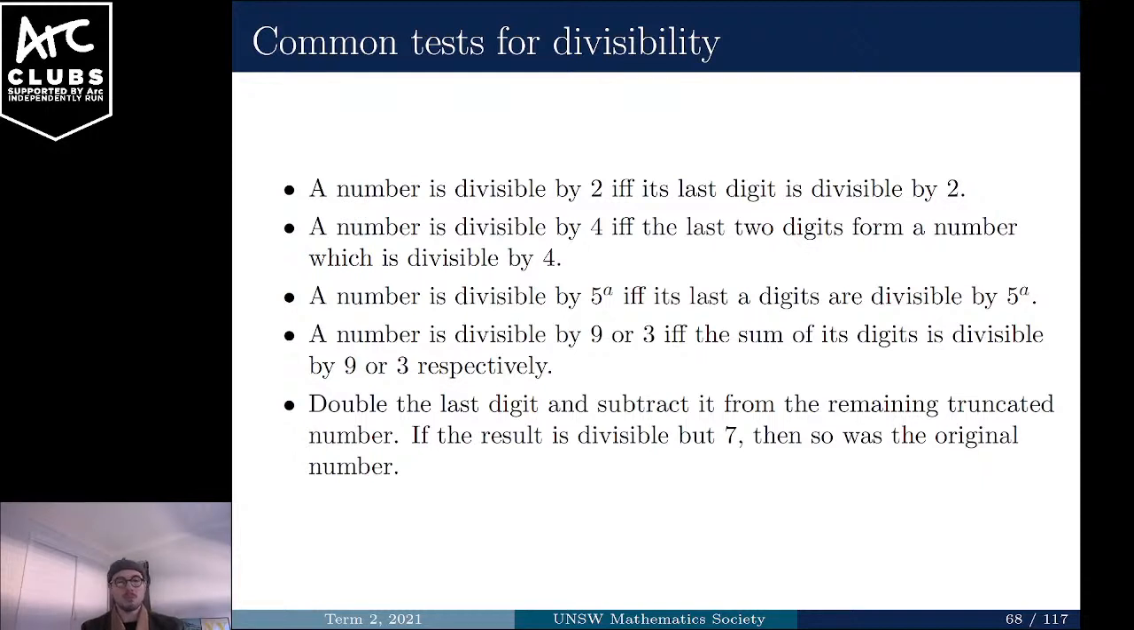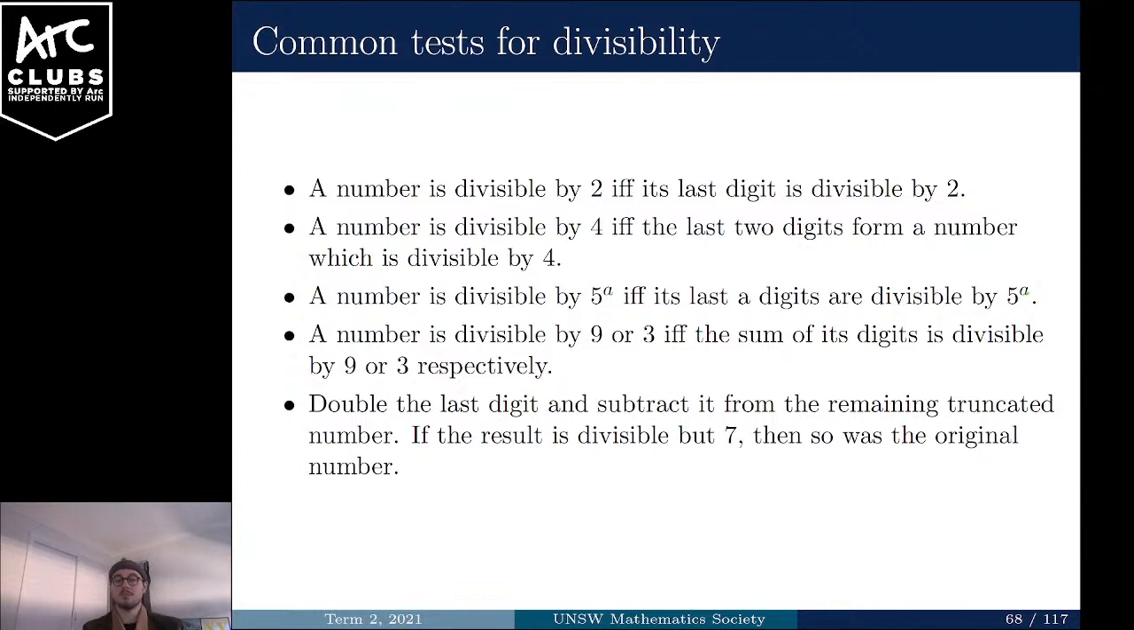A number is divisible by 5 to the a if and only if the last a digits are divisible by 5 to the a. Now this was interesting. I had to remind myself of this because I was only familiar with the simpler idea. This is really cool. A number is divisible by 9 or 3 if and only if the sum of the digits is divisible by 9 or 3 respectively. This is one that I use all the time. So you just quickly add up the digits and test for that divisibility.